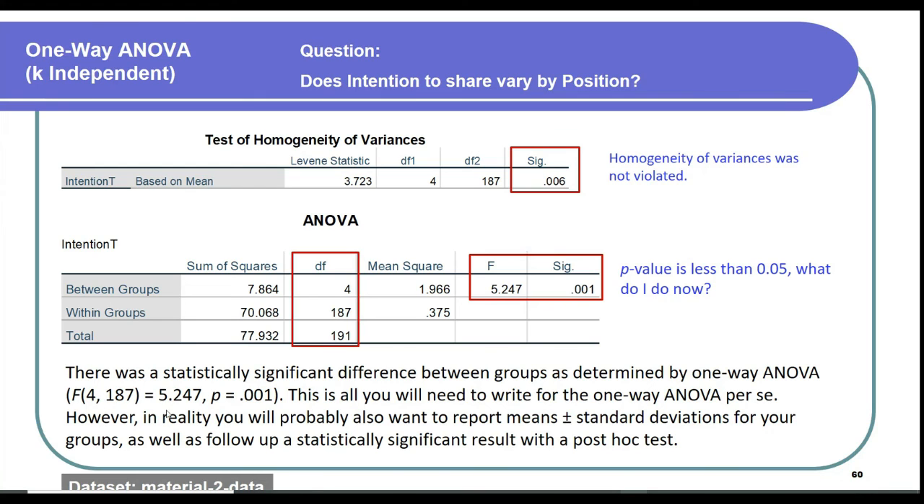This is how you can report in APA style. F, you need to consider like this: F(4, 187), you need to get from the F over here, and this F value is 5.2, okay, and your p value is less than 0.05. This is all you will need to write for the one-way ANOVA.